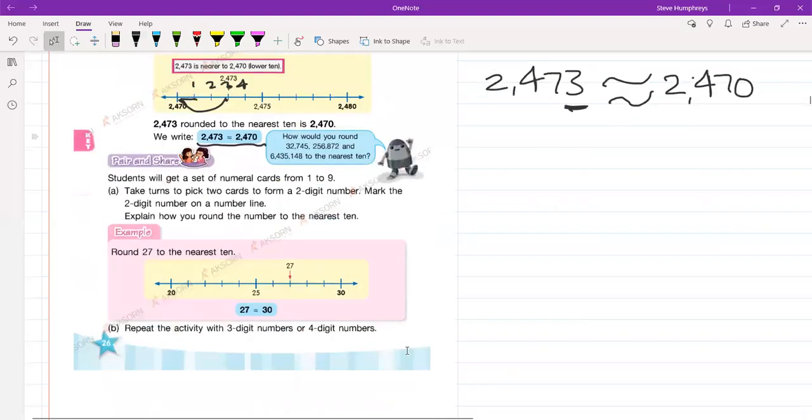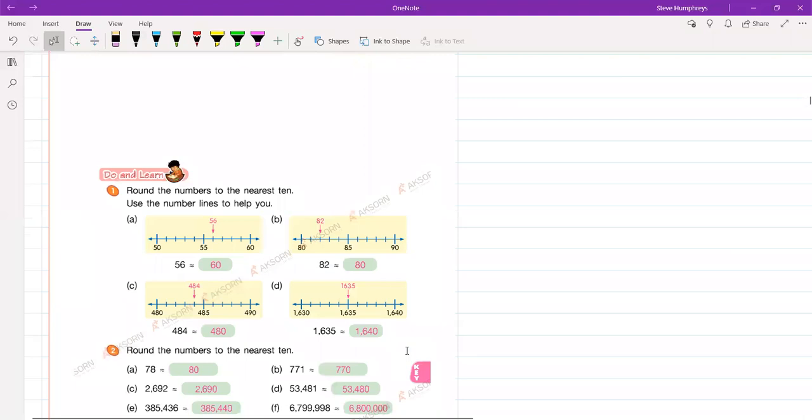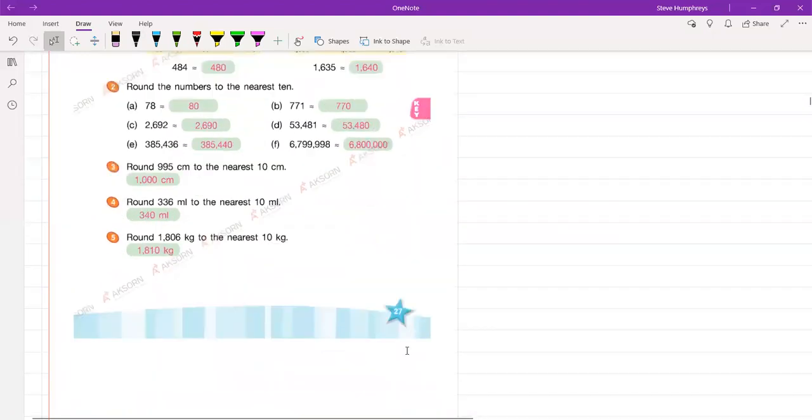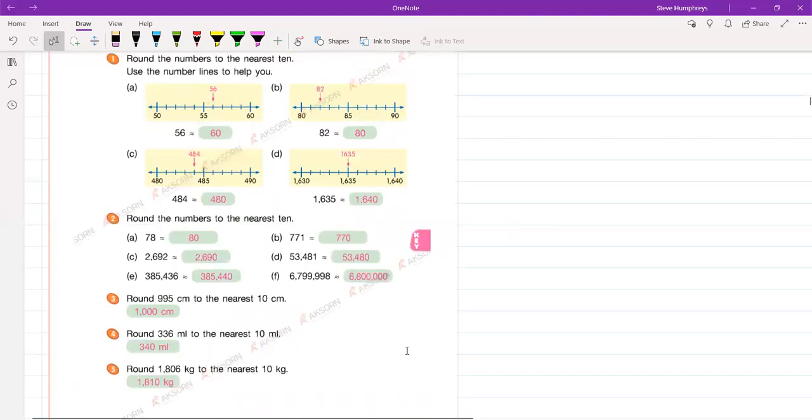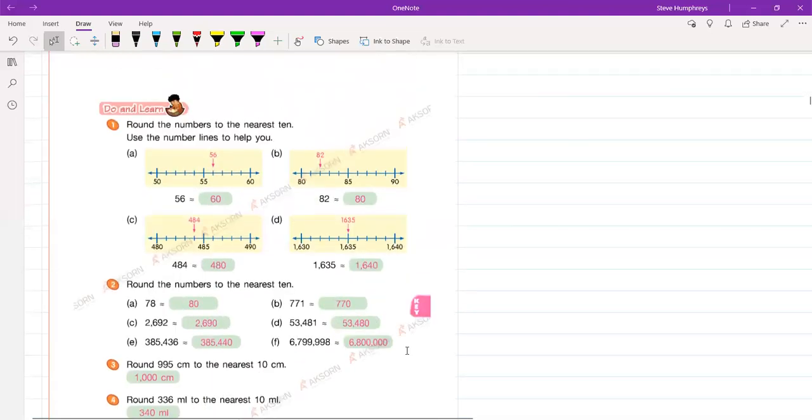Okay, let's move on and we'll practice some of these on page 27. Okay, I'll let you complete these in your books. First one, use the number lines to help you. Your number is 56. Round 56 to the nearest 10. Write your number in the box. B, the number is 82, round it to the nearest 10. Write the number in the box.